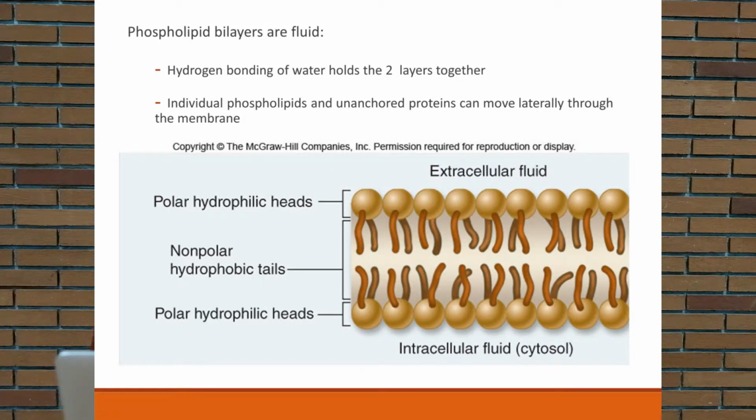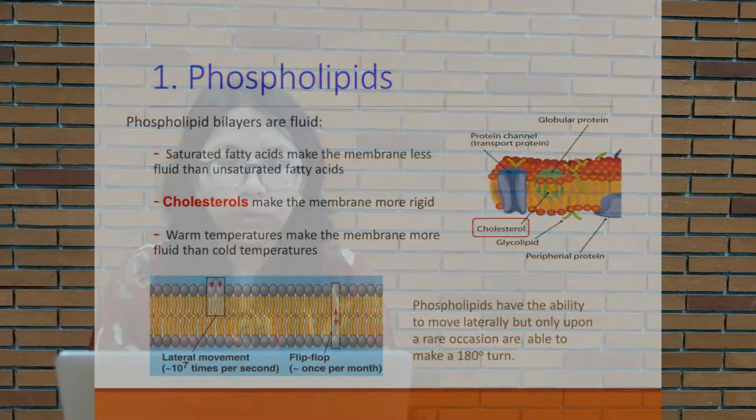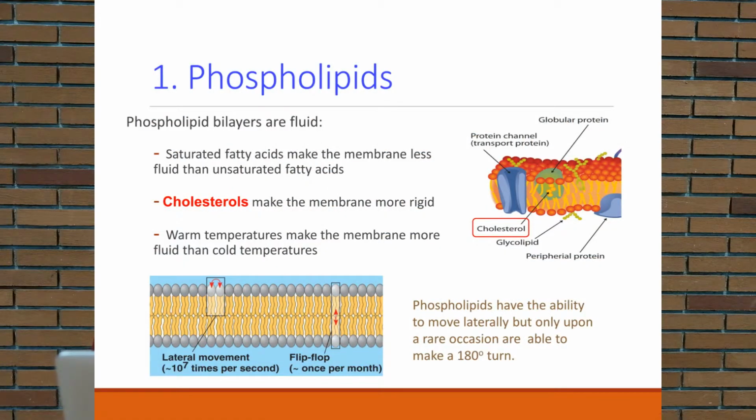One head faces the extracellular fluid and the other head faces the intracellular fluid, or cell cytoplasm. The phospholipid bilayer has hydrogen bonds with water, which hold the two layers together, and individual phospholipids and unanchored proteins can move laterally in the membrane.